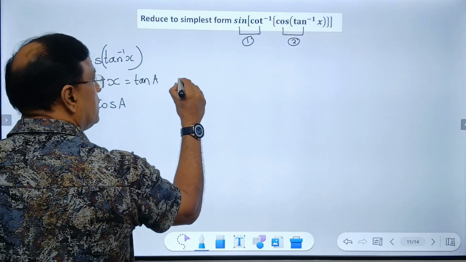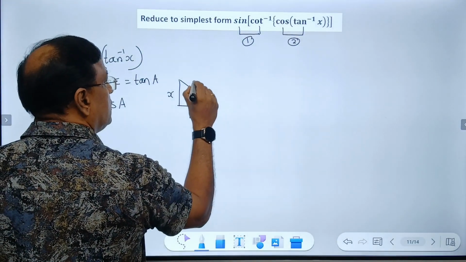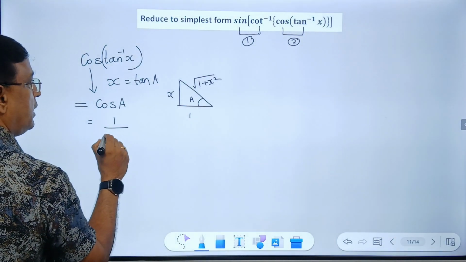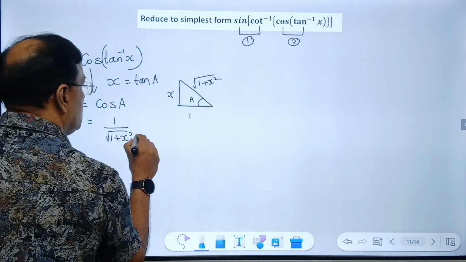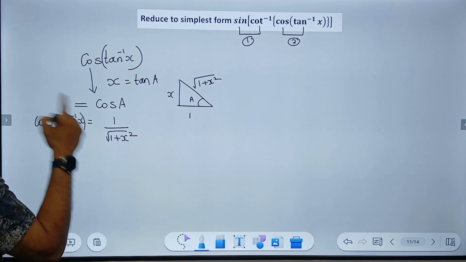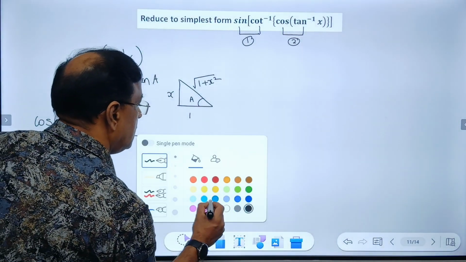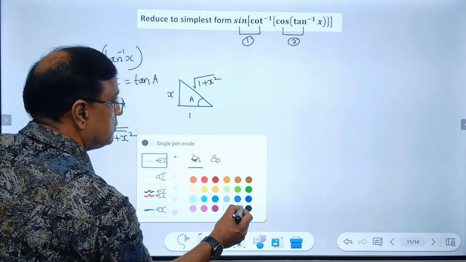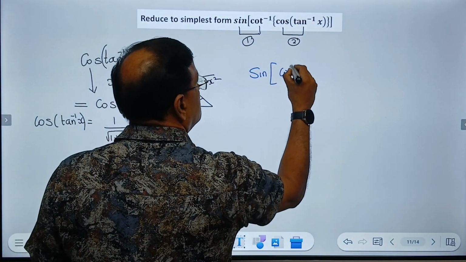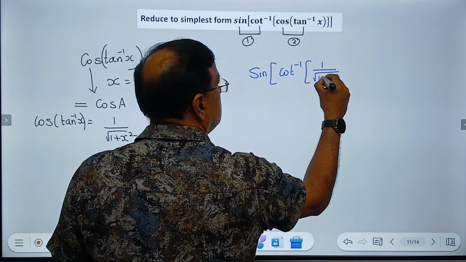But what is cos A? Draw a triangle. Angle A, tan A is x by 1. By Pythagoras theorem, the hypotenuse is root of 1 plus x square. So what is cos A? Adjacent by hypotenuse. So you have got cos of tan inverse x as 1 by root of 1 plus x square. Okay. Now take this and substitute here. This is sine of cot inverse of this. Already you proved it as 1 by root of 1 plus x square, correct?